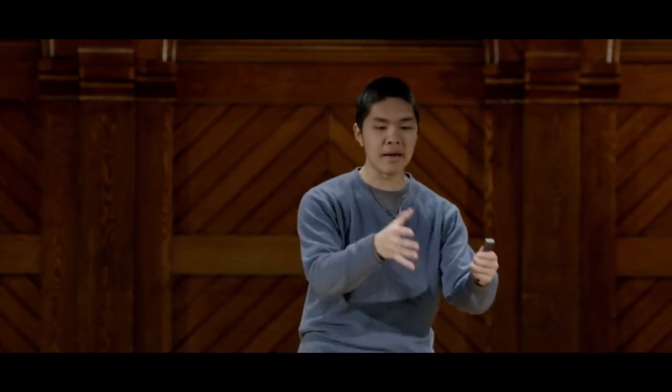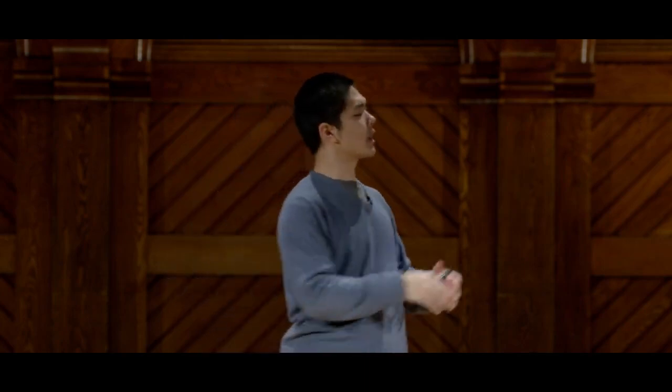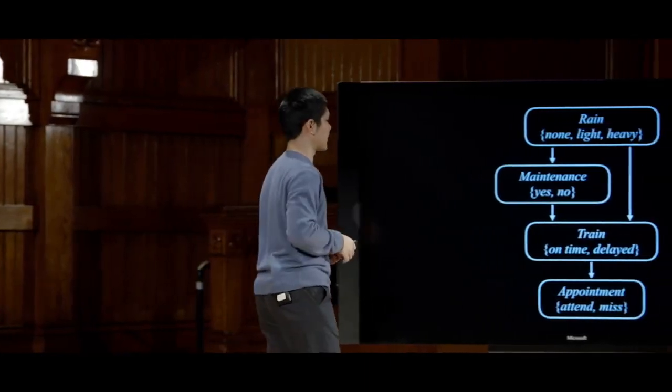It might be influenced as well by whether or not there's maintenance on the train track, for example. If there is maintenance on the train track, that probably increases the likelihood that my train is delayed. And so we can represent all of these ideas using a Bayesian network that looks a little something like this.